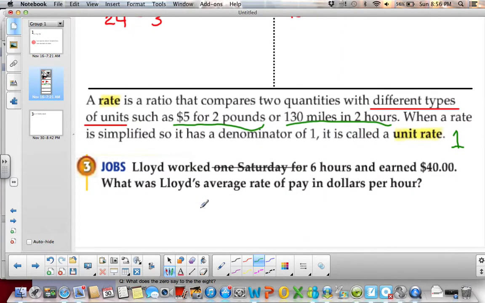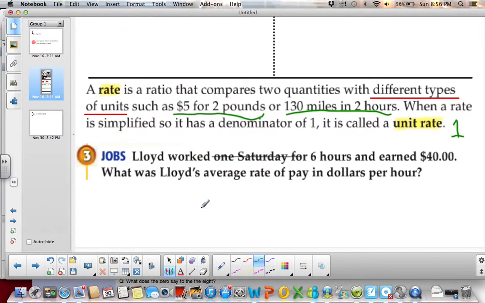So if Lloyd worked one Saturday for 6 hours and earned $40, what was his average rate of pay in dollars per hour? So we could write this as a ratio, but now we're comparing two different types of units. So I could write it as $40 for 6 hours. And it's important to write your units for when you're simplifying, then you know which goes with what.